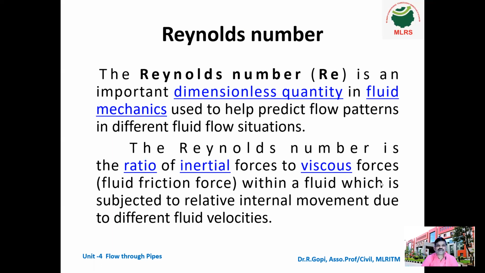The Reynolds number is the ratio of inertial force to the viscous force. Another name for viscous force is fluid friction force. Every fluid has some viscous force. While a fluid is traveling in a closed conduit, for example a pipe, there will be an inertial force. Inertial force means that if a force is applied on one side, the movement takes place toward the other side.